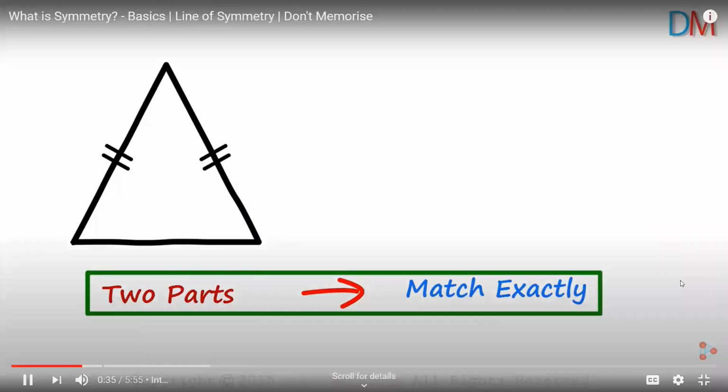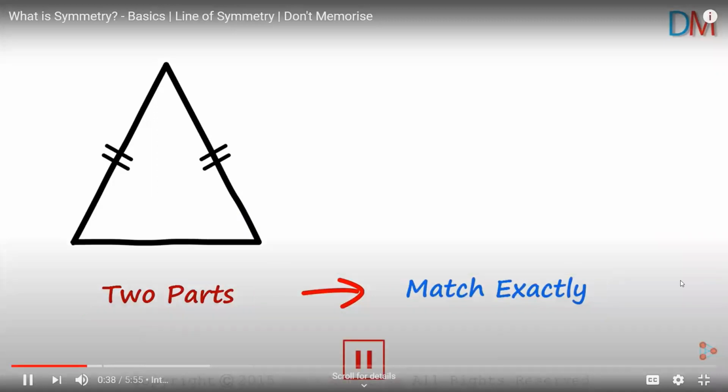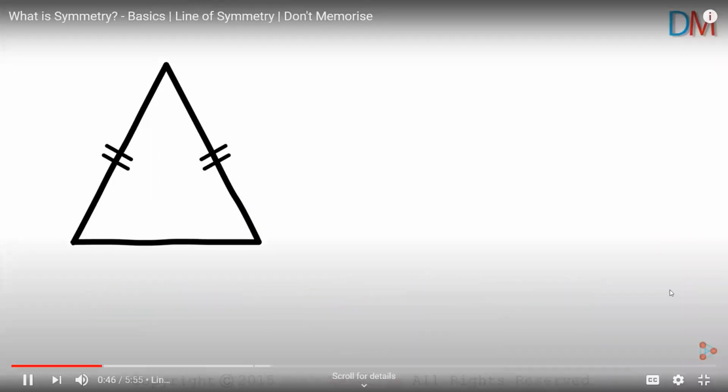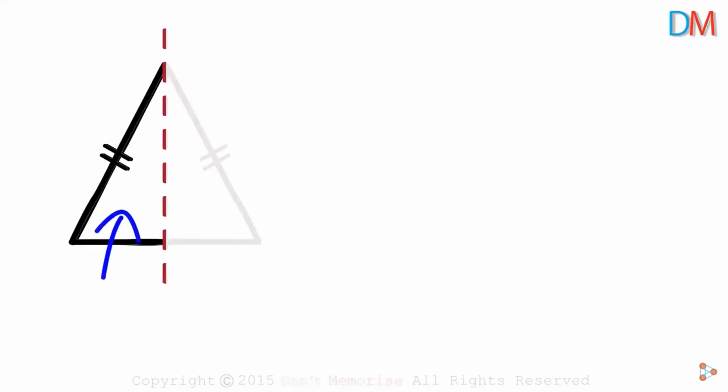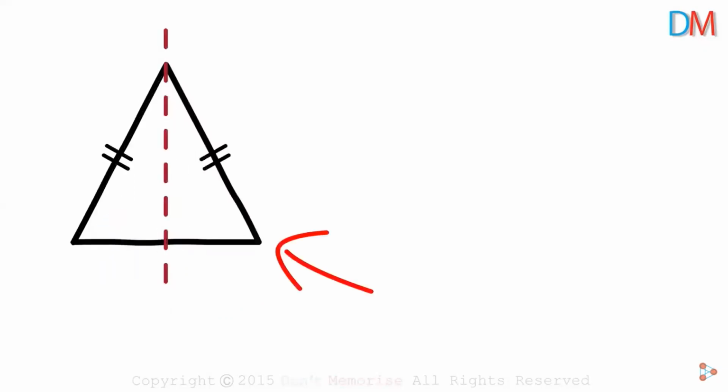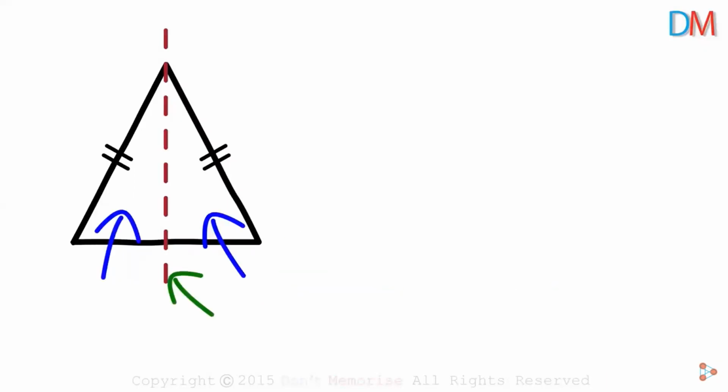Pause the video and give it a shot. It's easy and I'm sure most of you would have got it right. If we draw a line like this, the condition will be satisfied. Yes, it's a vertical line which divides the triangle into two parts which match exactly when folded along the line. If the part on the right is taken over to the left, we see that they overlap exactly. And that is why this shape is said to be symmetrical. The two parts match exactly when folded along a line.